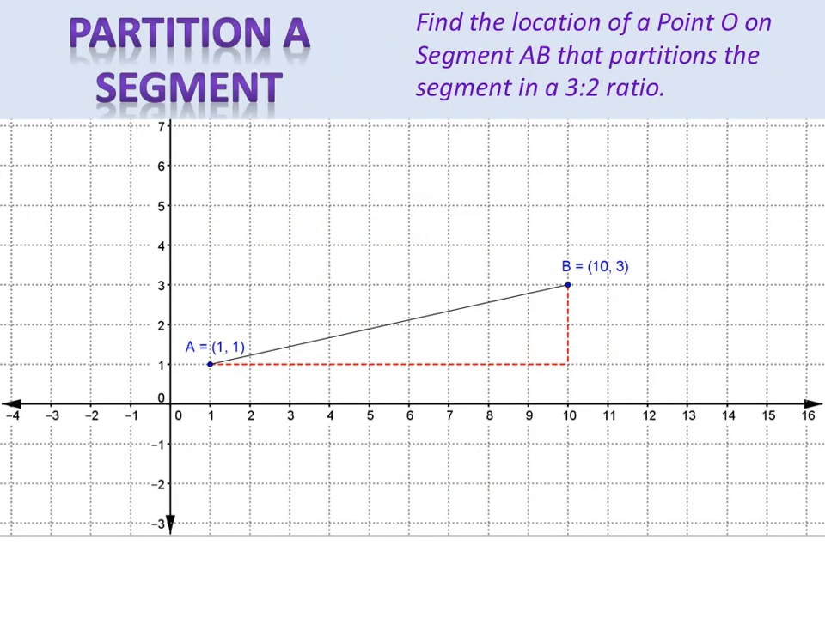Okay, now the new content. So our task here is to partition a segment. In this case, we're going to partition segment AB, and we're going to partition it by finding the location of point O. Point O is going to be somewhere on this segment, and we want to partition it specifically in a given ratio. In this case, I just chose 3:2, but it could be any ratio.